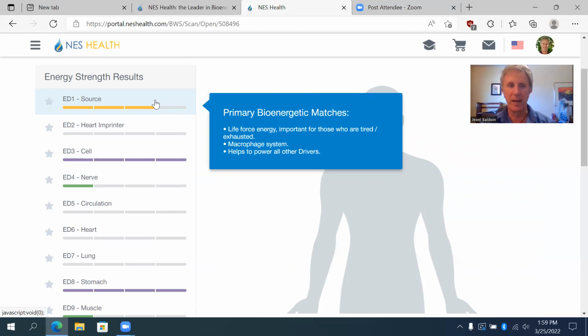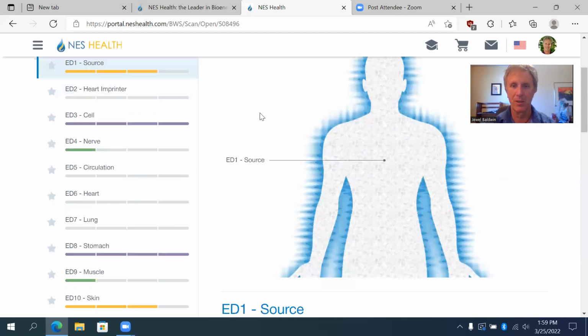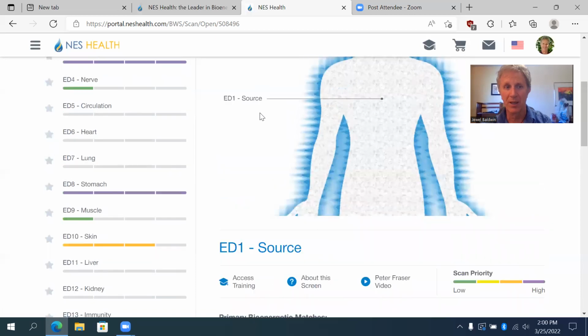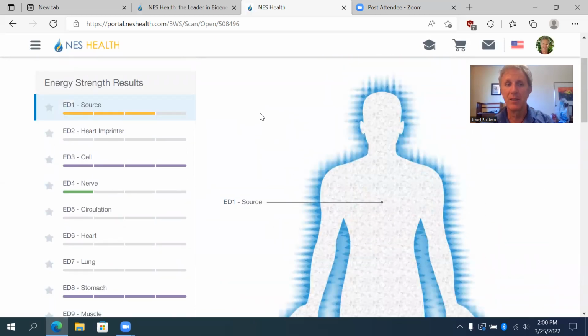So source energy is basically, if you click on it, you can read: life force energy. It helps power all other of these drivers. These are called drivers. ED stands for energetic driver. Energetic driver number 1 is source energy. Energetic driver number 2 is called heart imprinter. That is the energetic heart field's imprinting function of information throughout the body field.